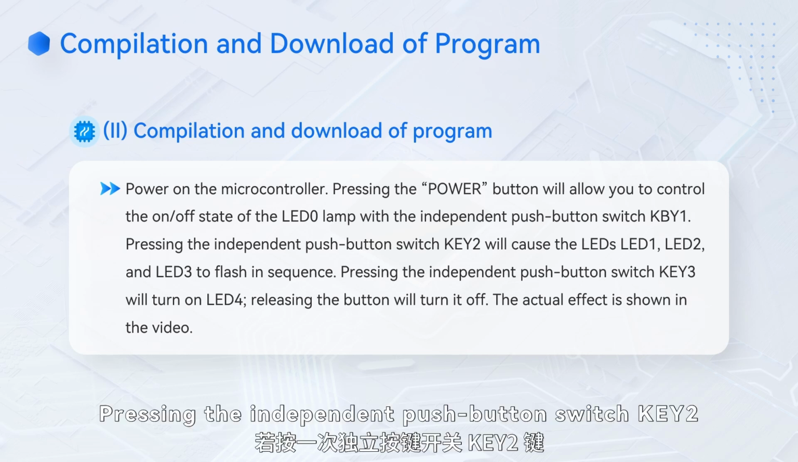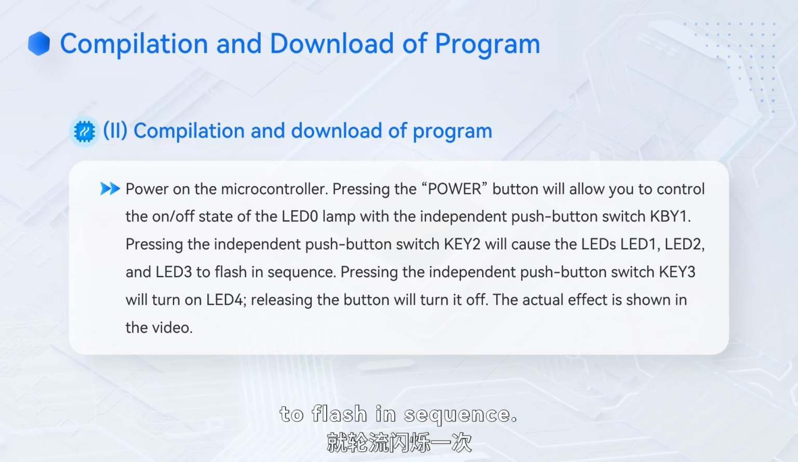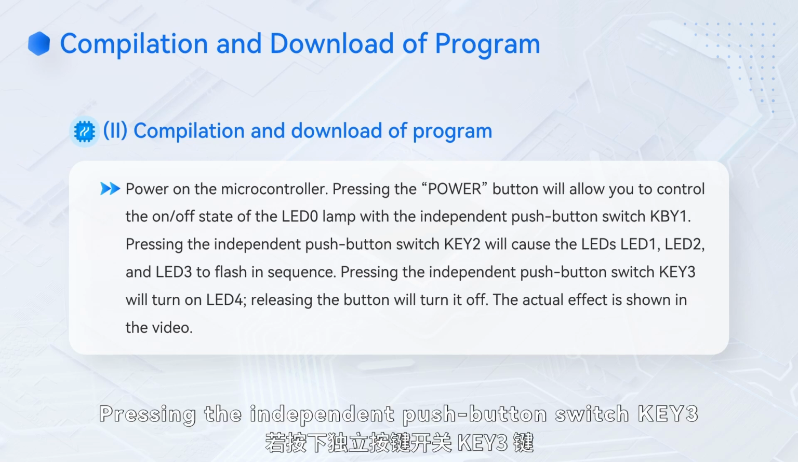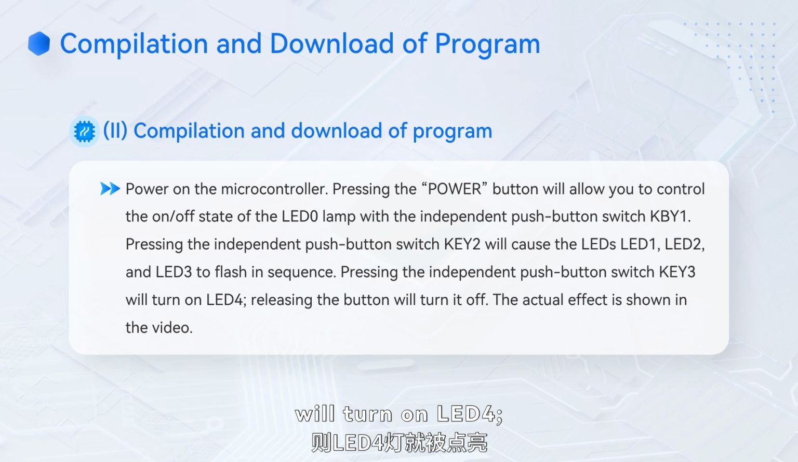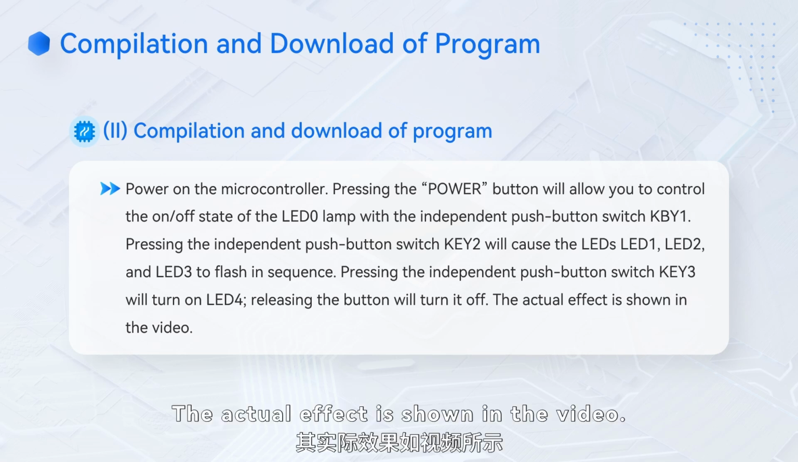Pressing the independent push button switch key 2 will cause the LEDs LED 1, LED 2, and LED 3 to flash in sequence. Pressing the independent push button switch key 3 will turn on LED 4, releasing the button will turn it off. The actual effect is shown in the video.